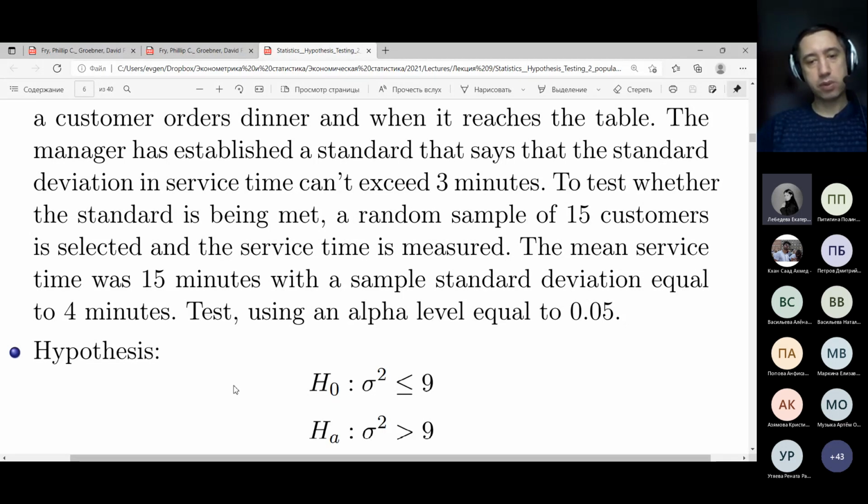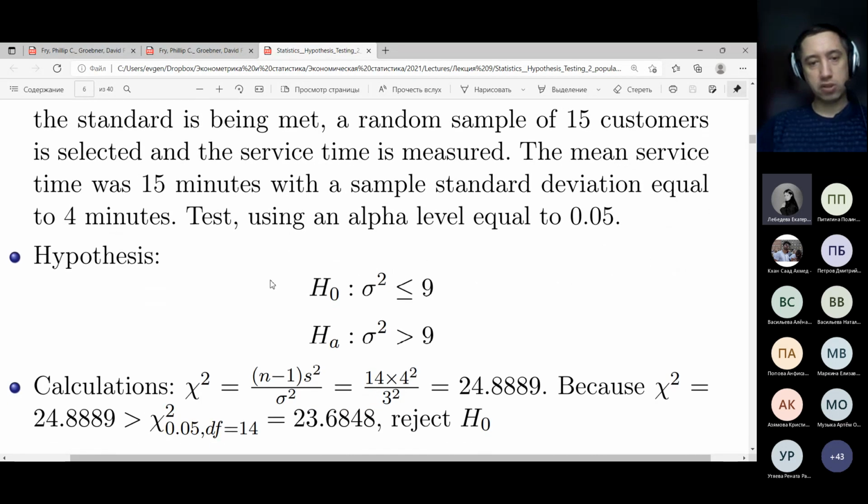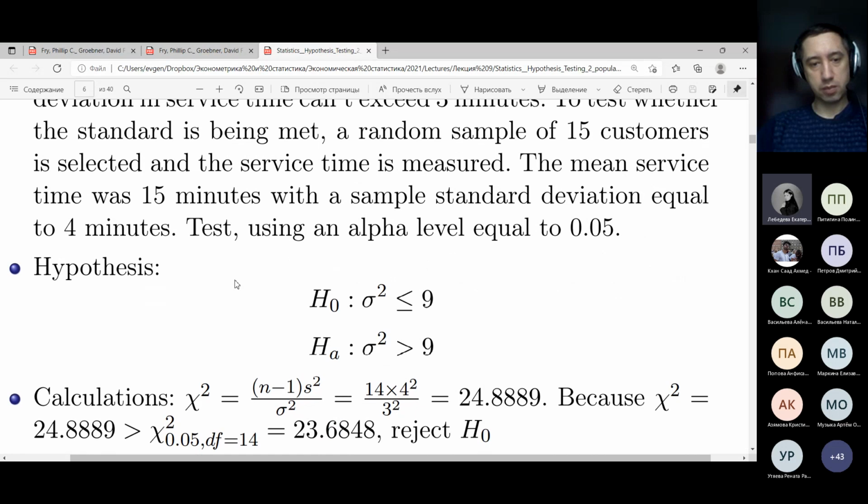Next we have to calculate chi-squared statistics. The calculation of chi-squared statistics here is pretty simple. Sigma squared is 9, s squared is 4 squared, sample size n minus 1, 15 minus 1, 14. You don't have to calculate this with your calculator. Let me show. This is our estimated chi-squared. And by the way, Stata also can calculate it.